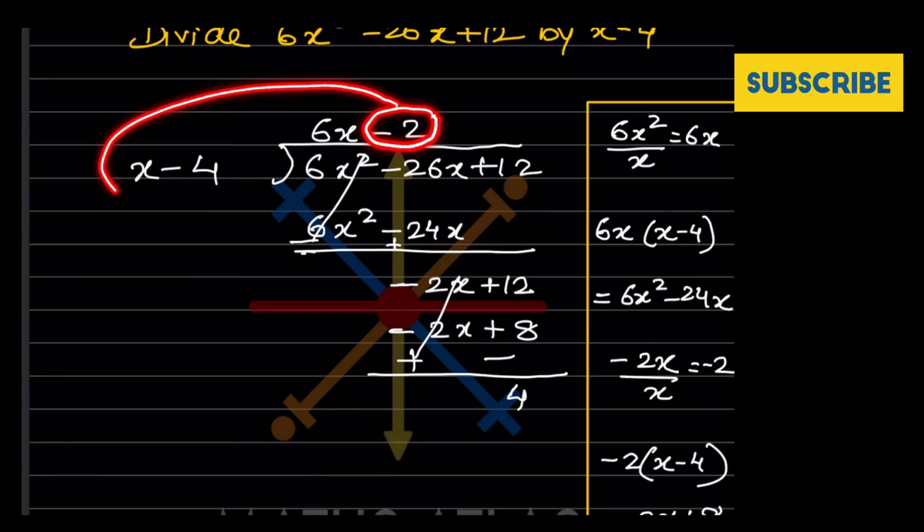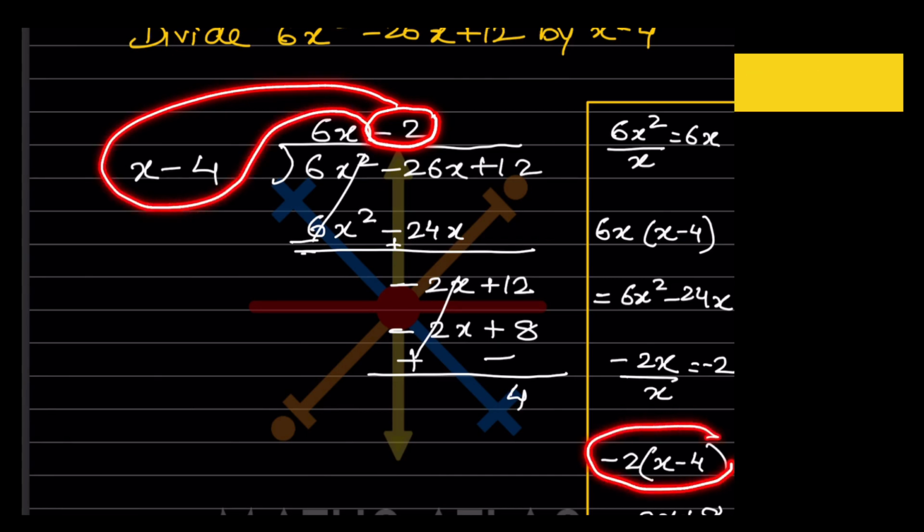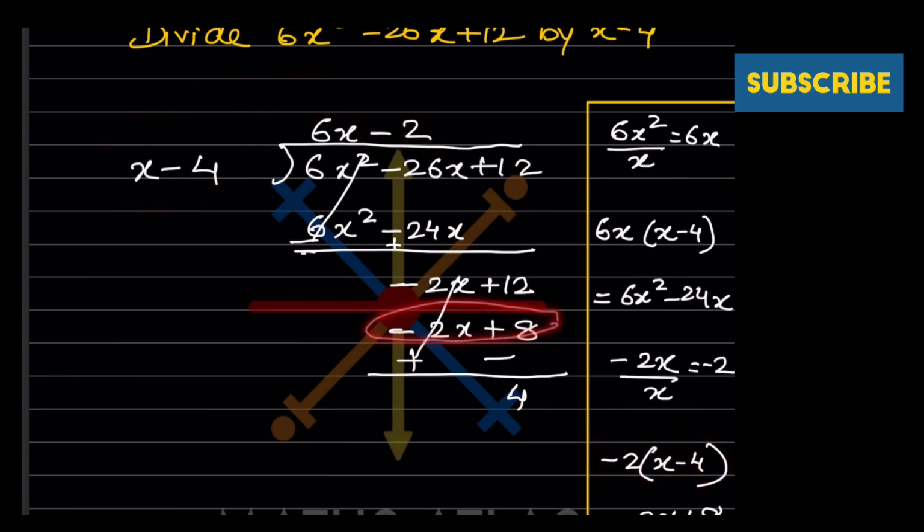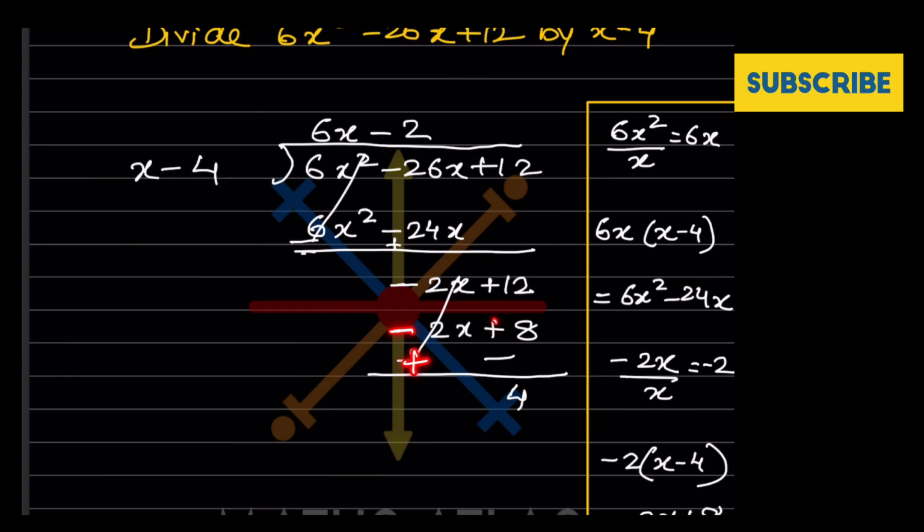Now what will you do? This part you are going to multiply. That is what I have done over here: minus 2 into x minus 4. When you expand this, minus 2x, minus minus becomes plus, that is minus 2x plus 8. Now look at here, this is minus so this becomes plus; this is plus so this becomes minus. Now concentrate on this sign: plus 2, minus 2, so that is going to be 0.